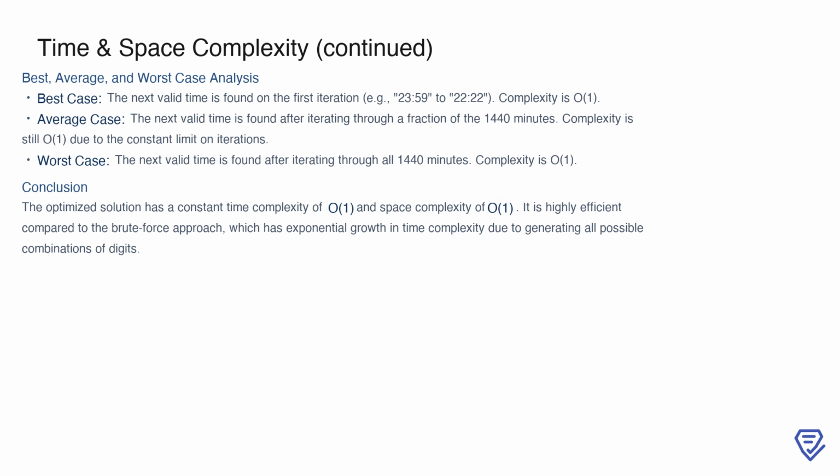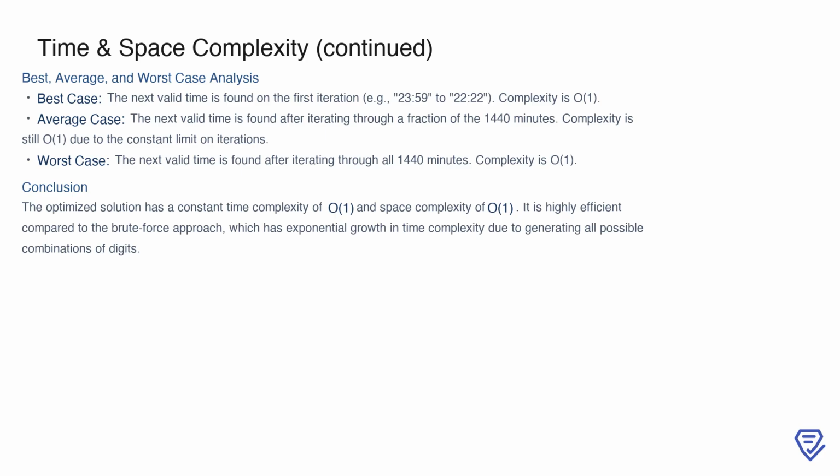Finally, let's break down the best, average, and worst-case scenarios for this solution. In the best case, the next valid time is found on the first iteration, such as when the input is 2359 and the next closest time is 2222. Here, the complexity is O(1).